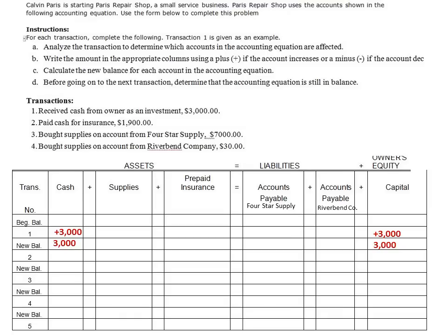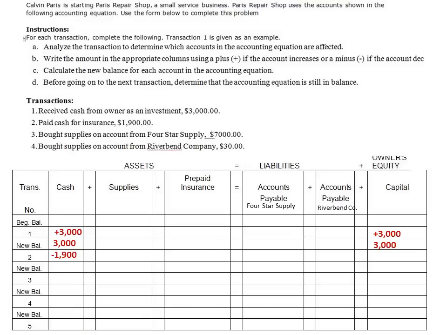Next transaction, paid cash for insurance, $1,900. Well, first word is paid, second word is cash. That means we have less cash. We have cash going out of the business. So we're going to use our cash account again. However, it's going to be a subtraction. So we're going to minus $1,900 in cash.